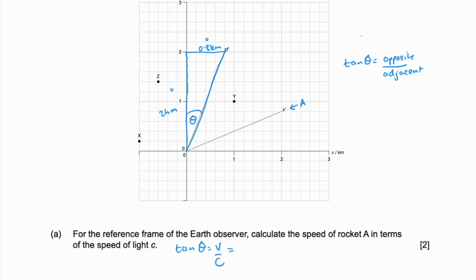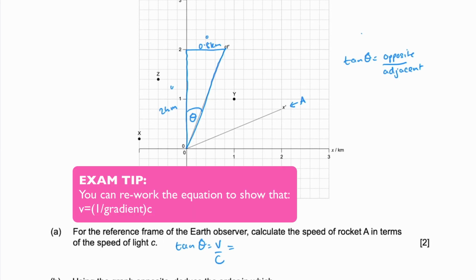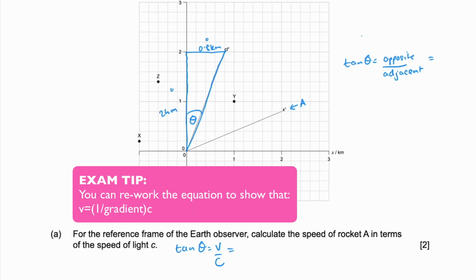Let's go down here. So v over c is equal to tan theta, but we already know from up here that tan theta is equal to 0.8 over 2.0. That means that v is equal to 0.8 over 2.0 times c, which is 0.4c. And it does say we want the answer in terms of the speed of light, so our answer is 0.4c. Very simple. We didn't have to use the calculator at all.